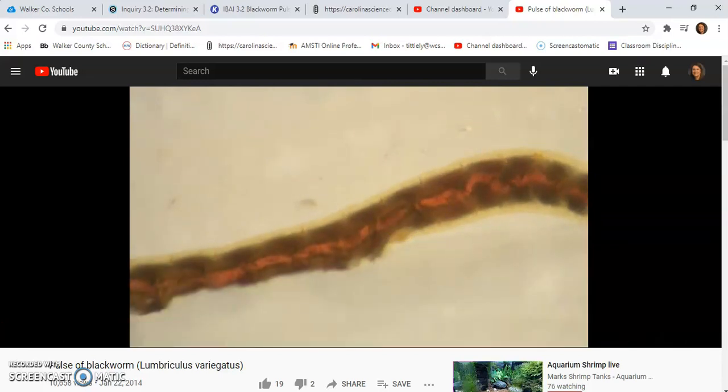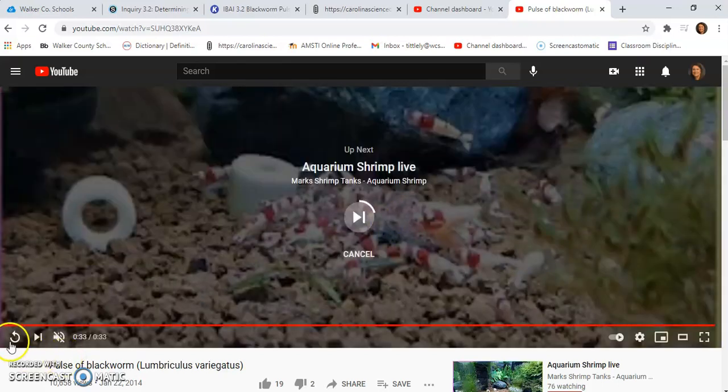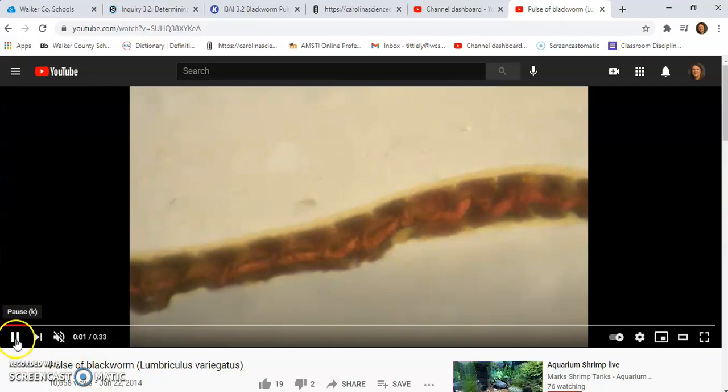So as you can see, it goes pretty slow, like that was 1, and so forth. It goes pretty slow. So if we just keep our eyes focused on one little section and count how many times the blood flows through there within 30 seconds, then we'll be able to collect our data.